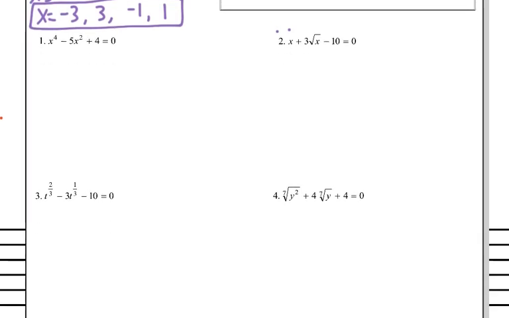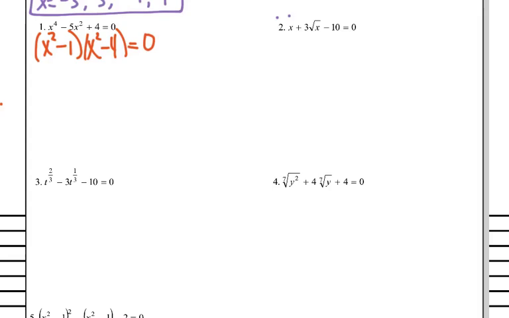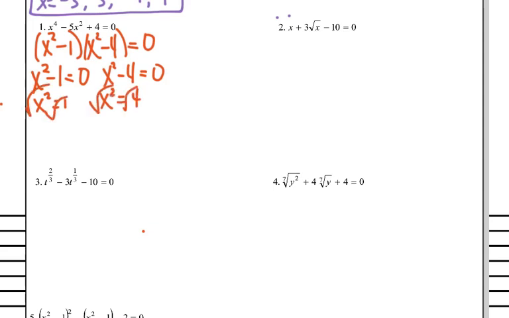Next one here, x to the fourth would be, again, x squared, x squared. This is x squared minus 1, x squared minus 4. When you go to solve your mini equations, you don't have to factor them again. You could use our square root method that we talked about, right? You could add 1 to both sides, x squared is 1, add 4 to both sides, x squared is 4, square root, square root, square root, square root.